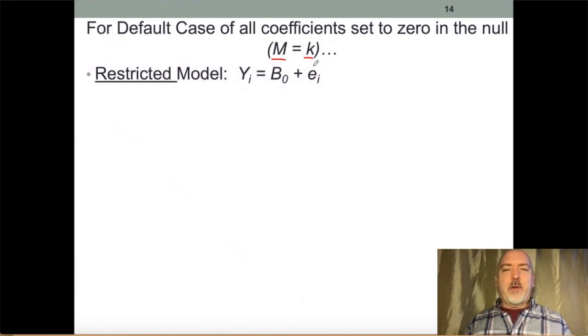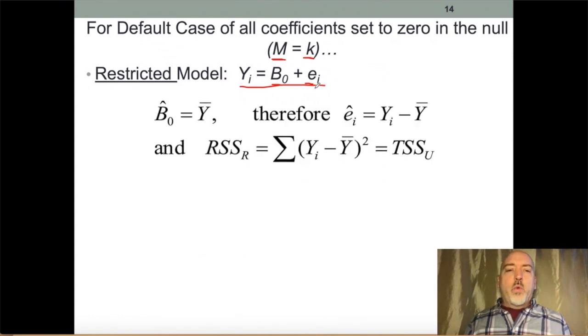Because think about what it means to have a restricted model when m is equal to k. Whatever variables we initially had, we take them all out in the restricted model. We're setting all of those slope coefficients to 0. So we're effectively estimating a restricted model with only a constant and an error term. Not a lot going on there, right?